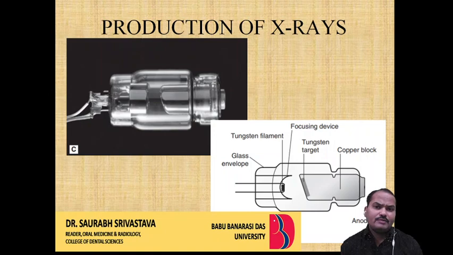Now, this is the diagram of an X-ray tube, which has been taken out from an X-ray machine, and the photo and the diagram both are given on this slide. In the diagram we can see that the X-ray tube comprises a glass tube which has a vacuum inside, and it has a cathode and an anode. The cathode is made up of a tungsten filament, and the anode is made up of a tungsten target metal which is embedded in a copper block.